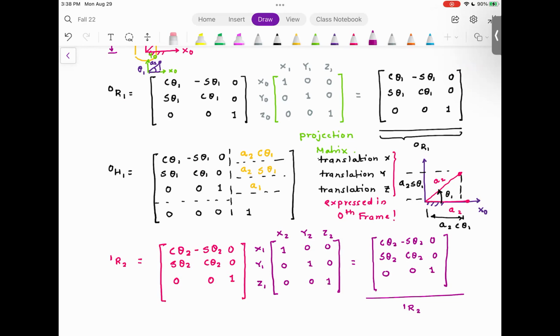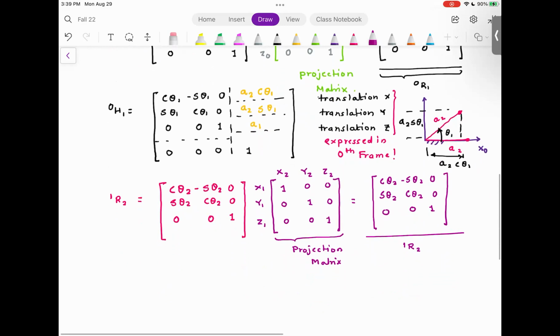In this particular case, since there is a projection matrix, I need to write it here. This is called the projection matrix. In this particular case, the projection matrix is identity. That's why this transformation is the same as the final transformation. But it doesn't have to be. And you will realize that once I add a prismatic joint at the end for SCARA, you will get some weird projection matrices.